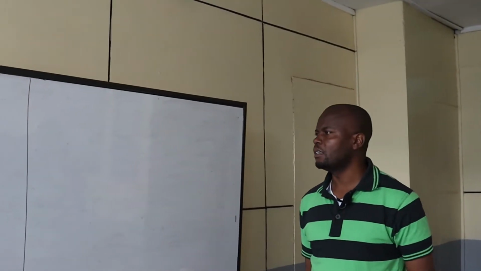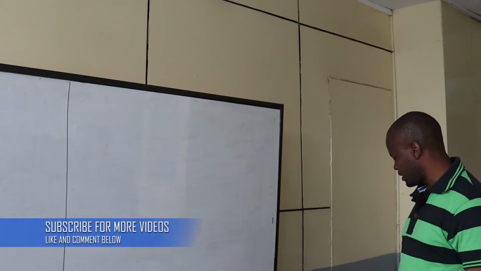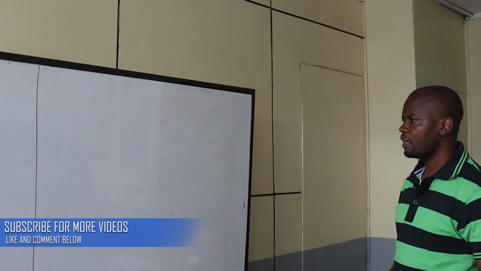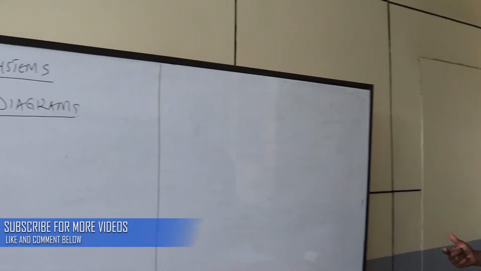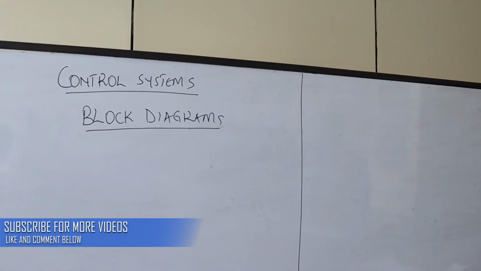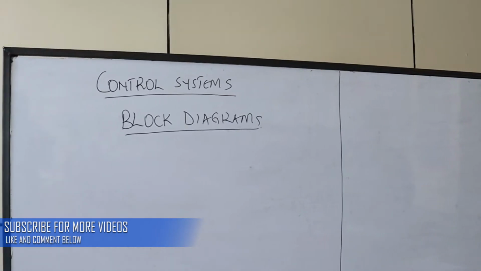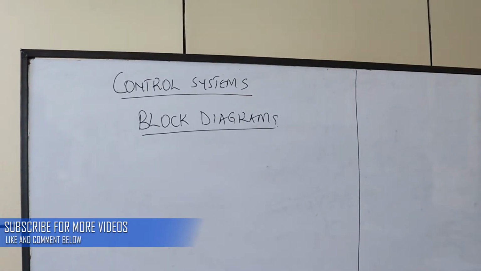So welcome to another session. Today we are going to look at block diagrams, that is under control systems. And you'll find that block diagrams are simply pictorial representations that usually show the cause-effect relationship between the input and the output of a physical system.